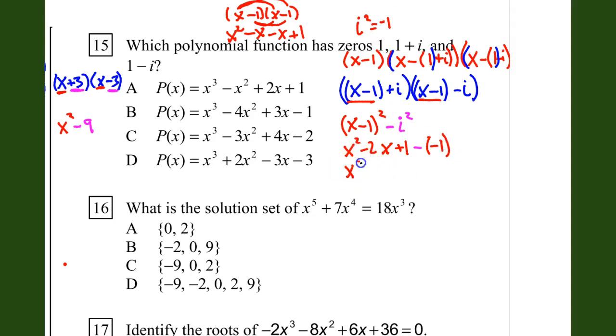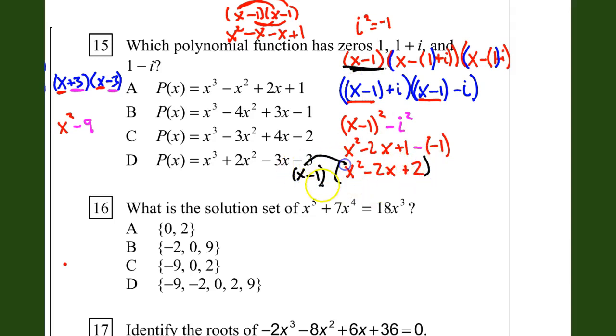So after all that, we finally find out that the polynomial that has roots of 1 plus i and 1 minus i is going to be x squared minus 2x plus 2. And then we're still not even done. We still have to multiply this x minus 1 times everything. So we have to do x minus 1 times our polynomial here.